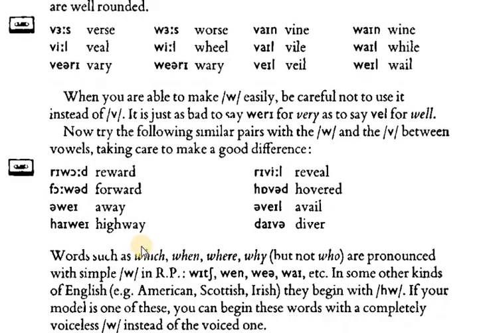Now, when you are able to make w easily, be careful not to use it instead of v. We must be careful not to use w instead of v or vice versa. It is just as bad to say "worry" for "very" as to say "vell" for "well". Now try the following similar pairs with w and v between vowels, taking care to make a good difference.